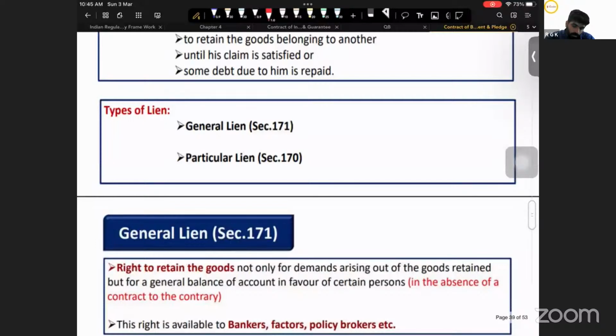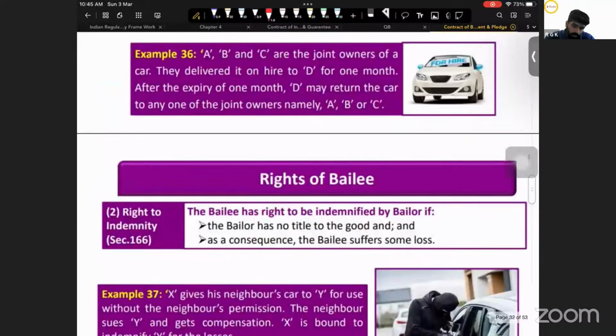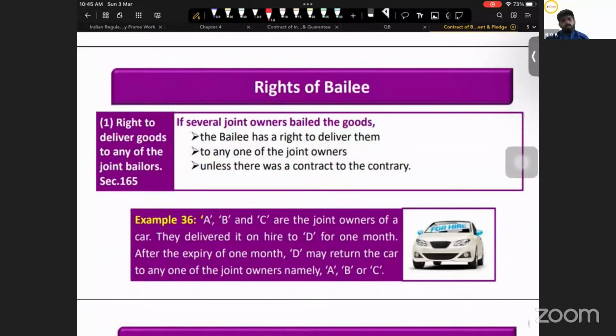Right to deliver the goods to any of the joint bailers. If there is more than one owner who has jointly bailed the goods, say a car has more than one owner, let us say four owners, and these four owners jointly bail the car with no clear instruction as to whom the goods must be returned, the bailee can return it to any one of the joint owners. If the bailee returns it to one of the joint owners, that will be more than sufficient. So that is the first right available to the bailee.